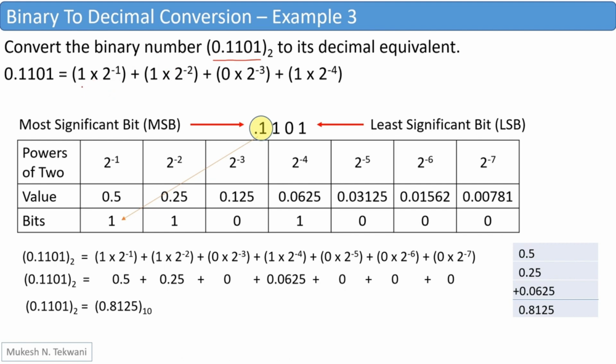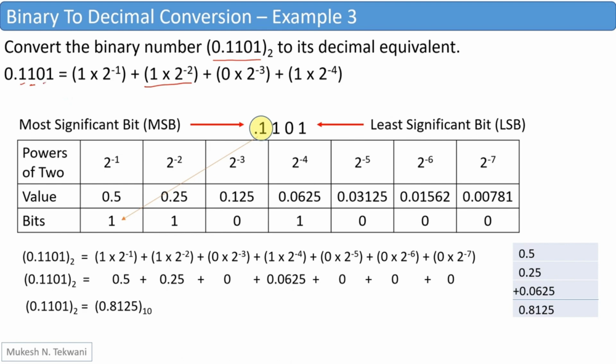Why do we take 2 raised to minus 1? Because we are dealing with the binary number system, this will become 1 multiplied by the base of this number system, which is 2. So 1 into 2 raised to minus 1, because this is the first decimal place. Then we have plus 1 into 2 raised to minus 2. Why 2 raised to minus 2 here? Because this 1 appears in the second position after the decimal point. So 1 into 2 raised to minus 2.